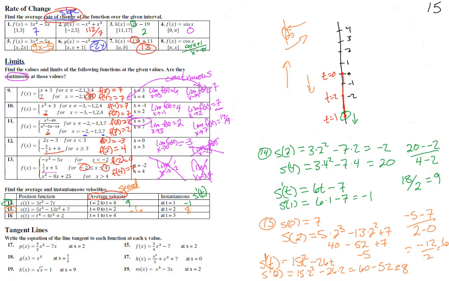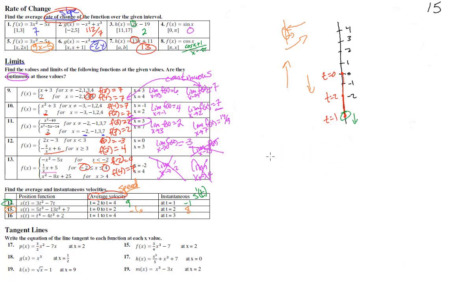Good. Let's get a little bit of space here for the last one. Number 16. So the average velocity from t equals 1 to t equals 4. So let's do s of 1. We're going to do 1 to the 4th minus 4 times 1 cubed plus 2. And that's 1 minus 4 plus 2. 1 minus 4 is a negative 3, plus 2 is negative 1. So at s of 1, he's at negative 1.